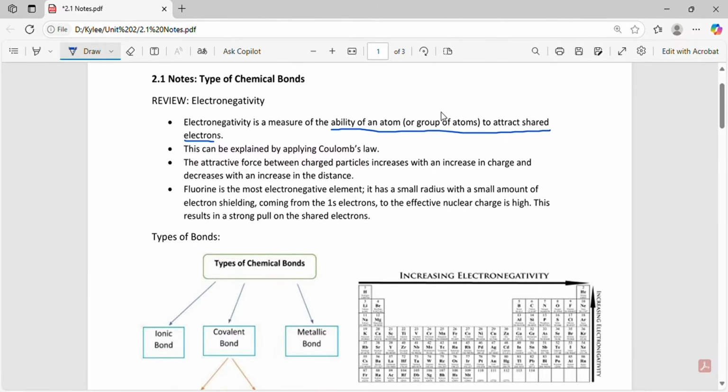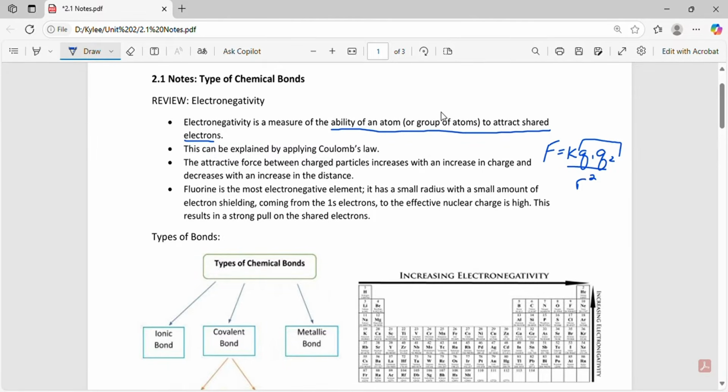Why is this important in bonding? Because whether the electrons are shared or transferred tells us what type of bond it is. Also, it's not always an equal sharing. This can be explained by Coulomb's law, as can most periodic table trends. So remember, Coulomb's law is this guy. And basically, we don't need to use the equation to calculate anything, but we need to understand what it means.